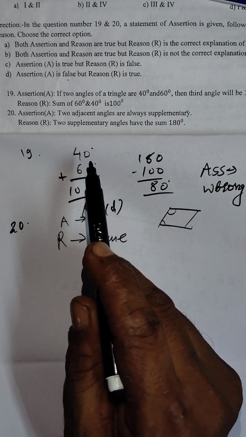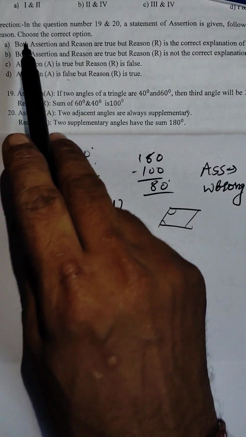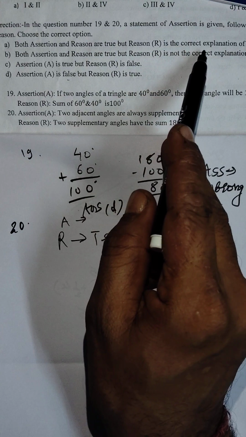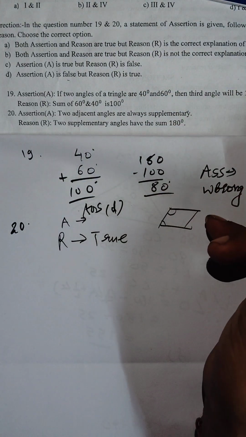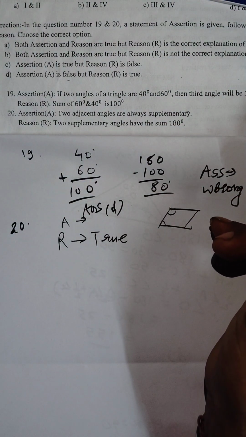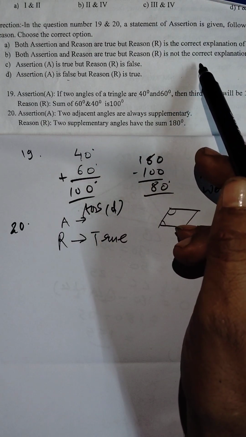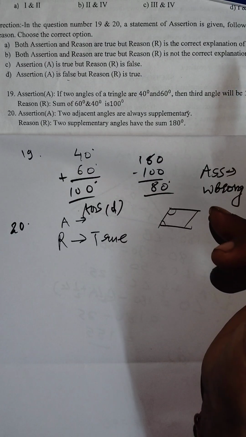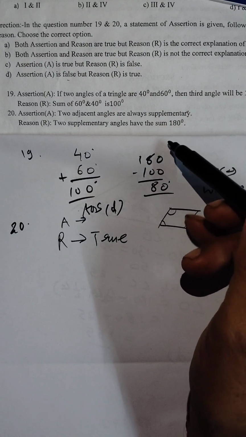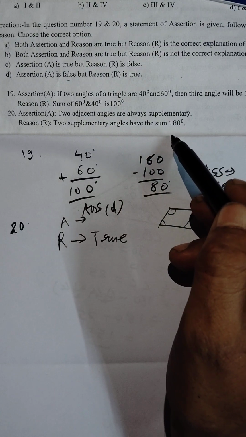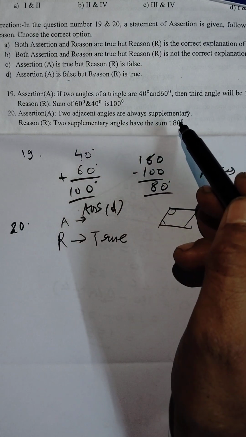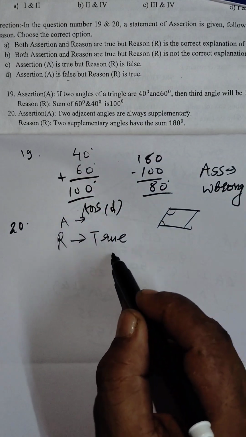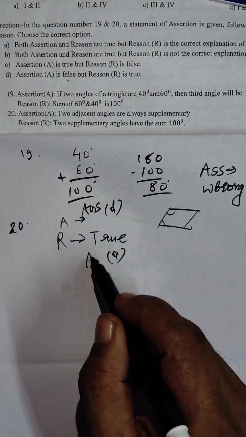Both A and B options may be right, because both assertion and reason are true. But if reason R is the correct explanation of assertion A, then option A will be correct. And if the reason is not related with the assertion, then option B is right. So we see two supplementary angles have the sum 180 degree. Therefore two adjacent angles are always supplementary in the parallelogram. So we can say option A is correct.